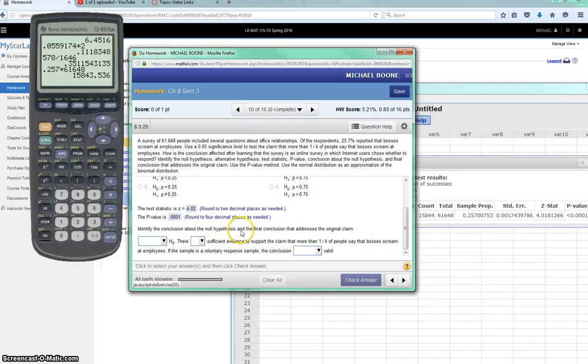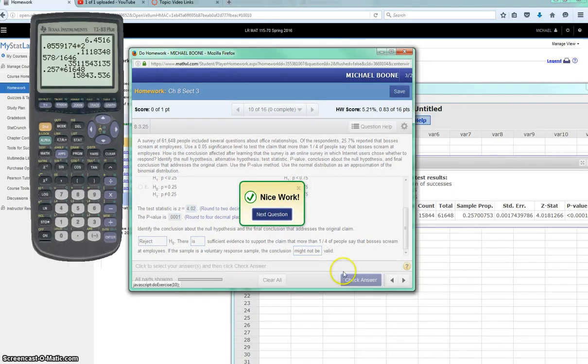Identify the conclusion about the null hypothesis and the final conclusion that addresses the claim. Now my p-value is really small, so my alpha is greater than my p-value. If the p is low, the null has got to go, so it's lower than my alpha. So I want to reject the null hypothesis. There is sufficient evidence to support the claim that more than 1/4 of people say that bosses scream at employees. If the sample is a voluntary response sample, the conclusion might not be valid. Because again, if it's a survey, the people that are really for something or really against something are the people that respond back. And so it may not be valid.